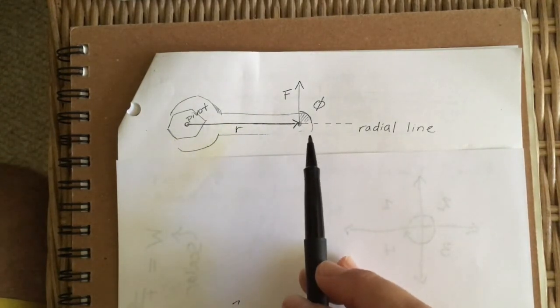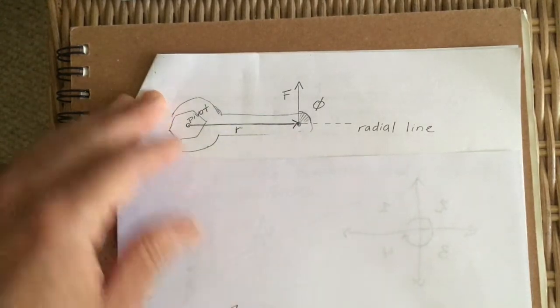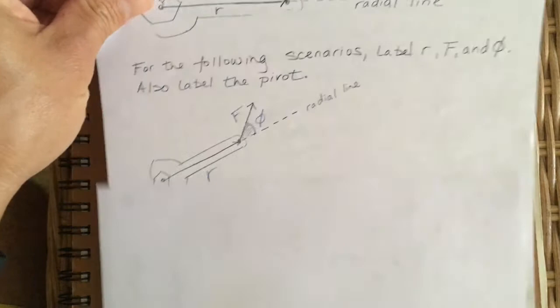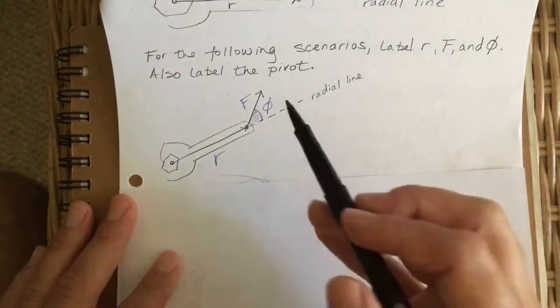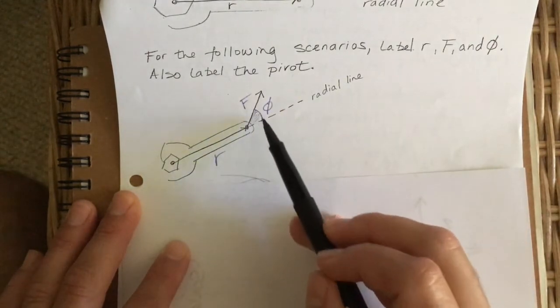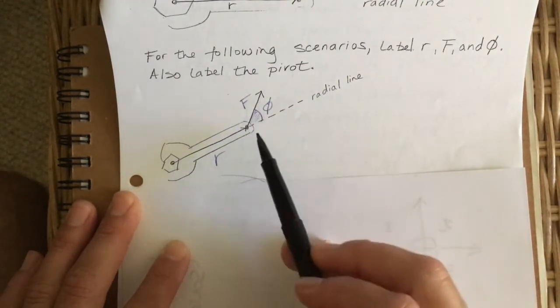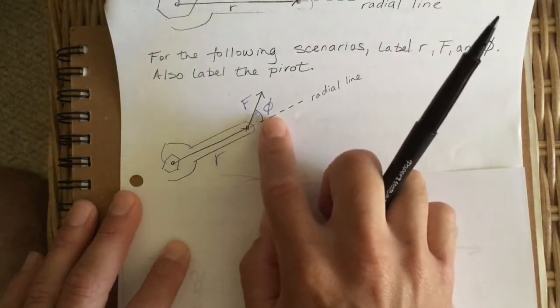The force line, or the line of action, would be if I took this force vector and extended it back. All right, so here's another example, slightly tilted, but you can see that you have the radial line extending out from R, and phi being created between the force. The force is applied at the end of the wrench, and you have phi being right here.